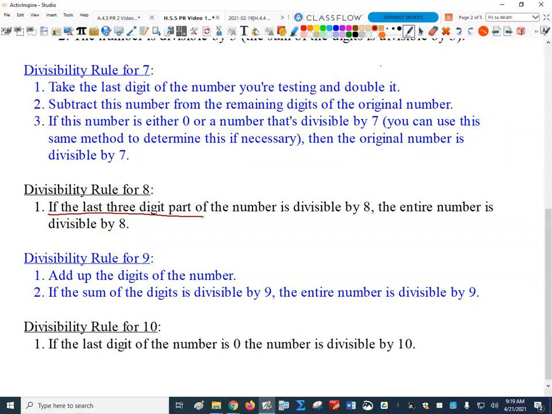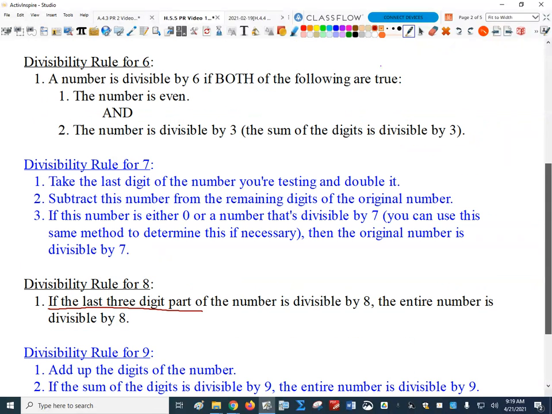Okay? And then the weirdest one. This is a really, really bizarre one. The divisibility rule for 7. Let me pick a big number here, and I'll demonstrate this. This is pretty cool.